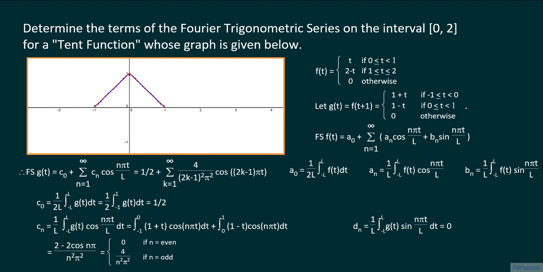The function g is the one-unit translation to the left of the function f. And so to obtain the Fourier series of f, we translate the Fourier series of g 1 unit to the right. Since g of t is equal to f of t plus 1, f of t is equal to g of t minus 1. And so the Fourier series of f of t should be the same as the Fourier series of g of t minus 1.